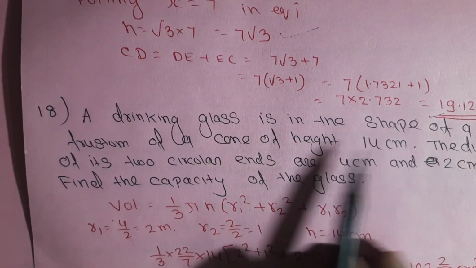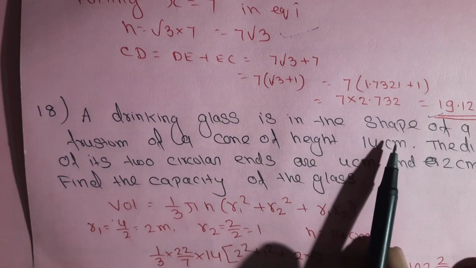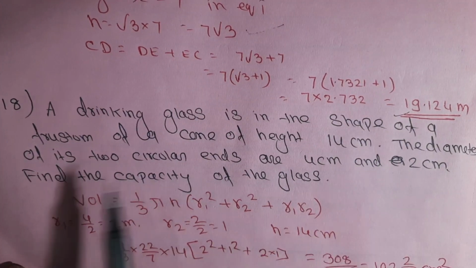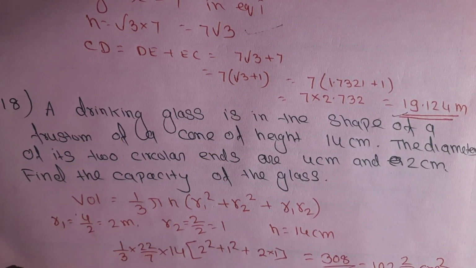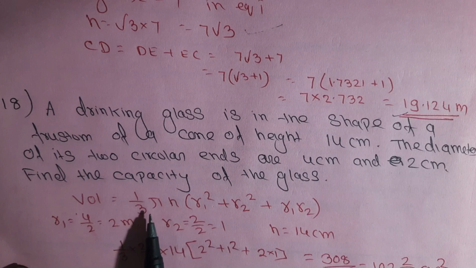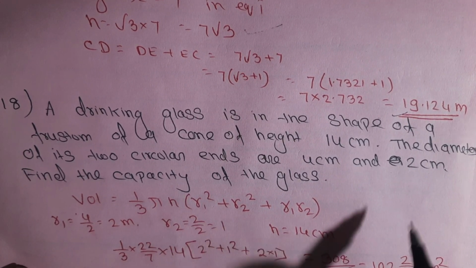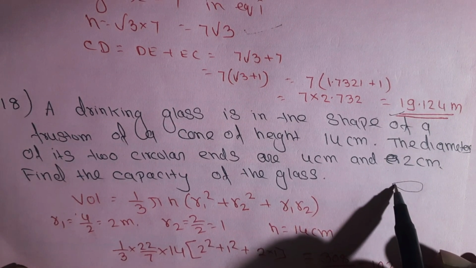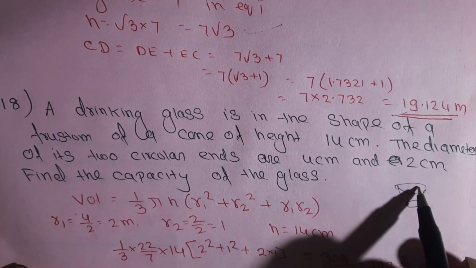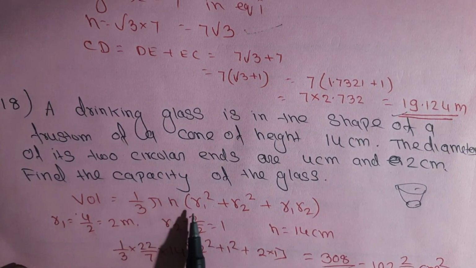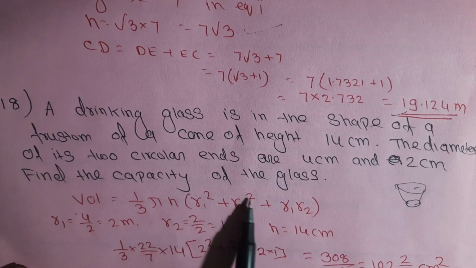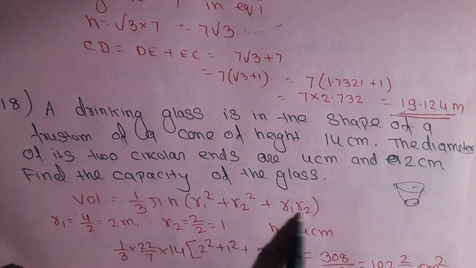Now question number 8. A drinking glass is in the shape of a frustum of a cone of height 14 centimeter. We know the volume of the frustum is 1 by 3 pi h, in the bracket r1 square plus r2 square plus the product of these two, because a frustum will be like this. Two radii will be there, one circle and another circle.